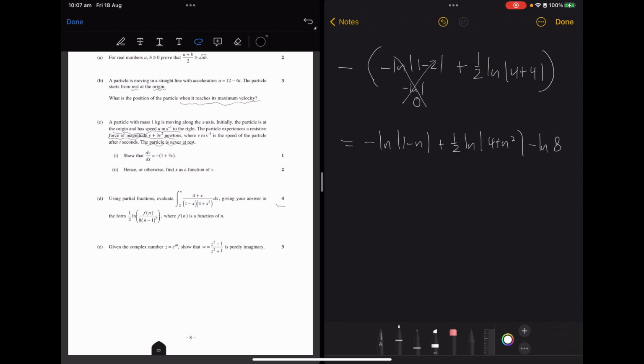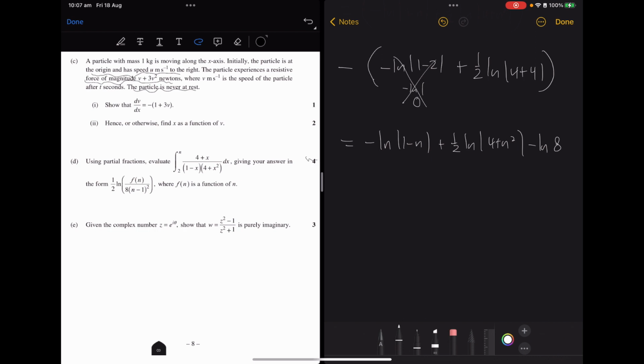So if we try to rearrange it in this sort of equation, we have half ln f of n over 8 times n minus 1 squared. Ooh, that should hopefully give you a bit of a hint that we should be having an n minus 1 squared. So, well, what do we do there? We can say that negative ln 1 minus n is the same as negative half ln of n minus 1 whole squared.